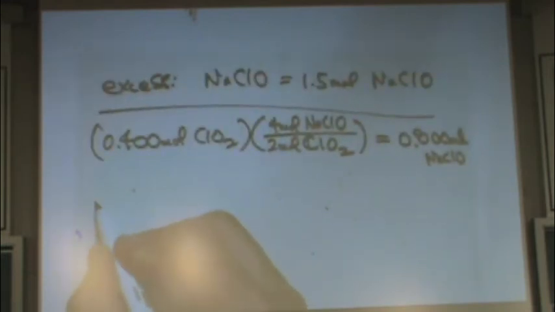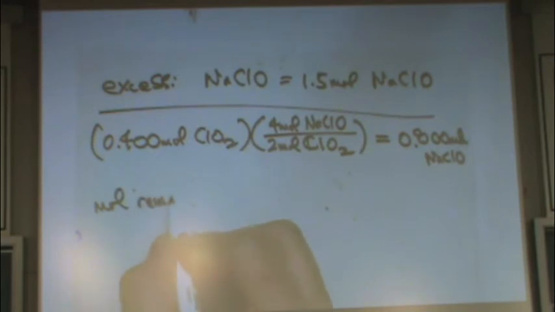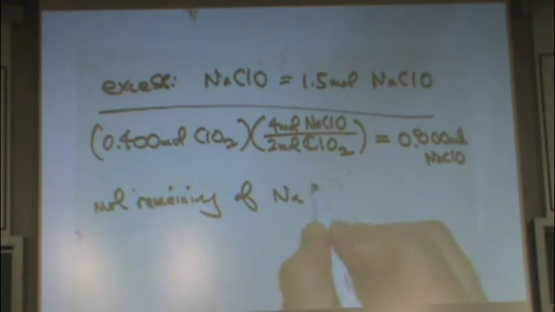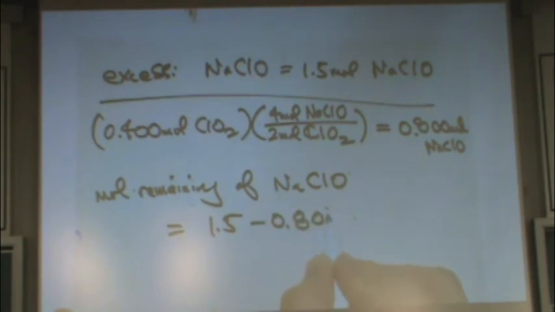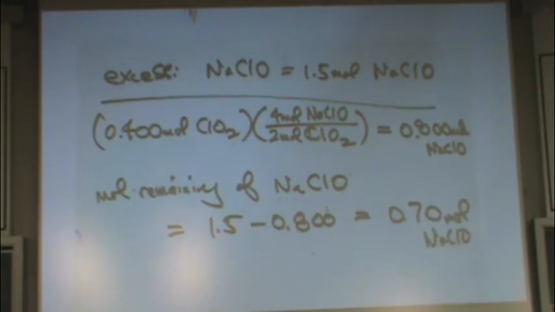To find the moles remaining of NaClO, you would just say that equals the amount given minus the amount that you actually used. So it'll be somewhere around 0.7 moles of NaClO extra. That was remaining that did not react. Again, pretty typical limiting reactant type question. Good. Okay, next, let's move on.